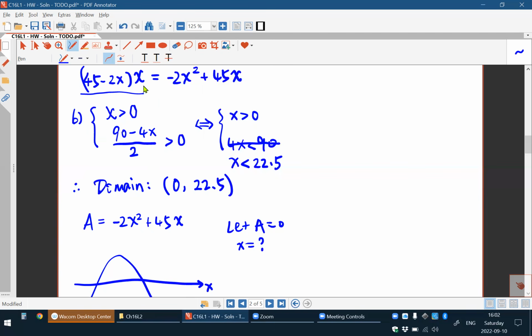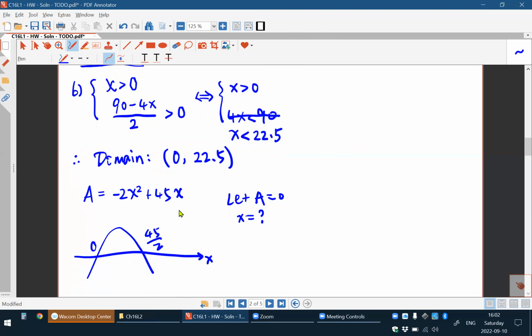One of them is 0, right? When x is 0, A is 0. How about the other one? The other one is 45. So that's 45 over 2, right? Okay, so our domain is from 0 to 22.5, which is 45 over 2. So x ranges from here to here.